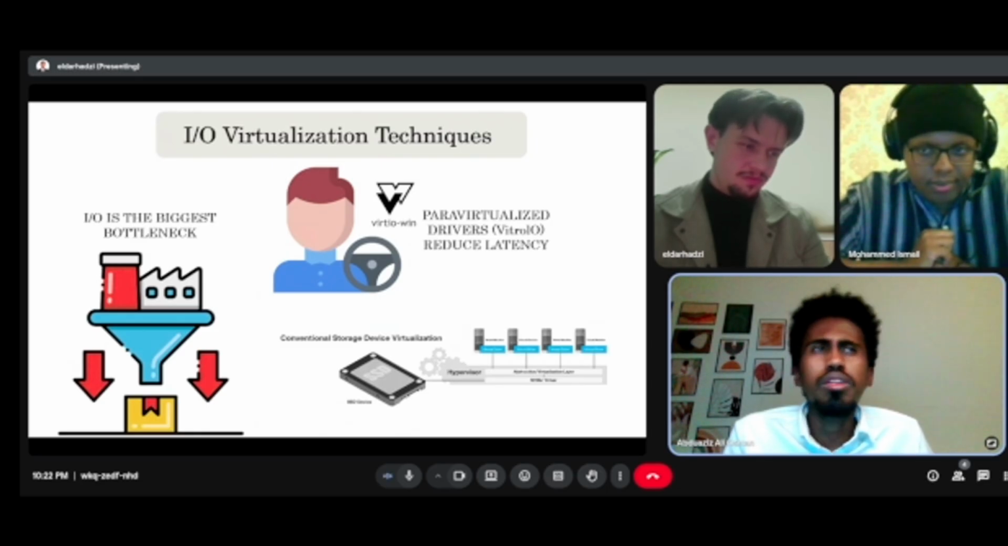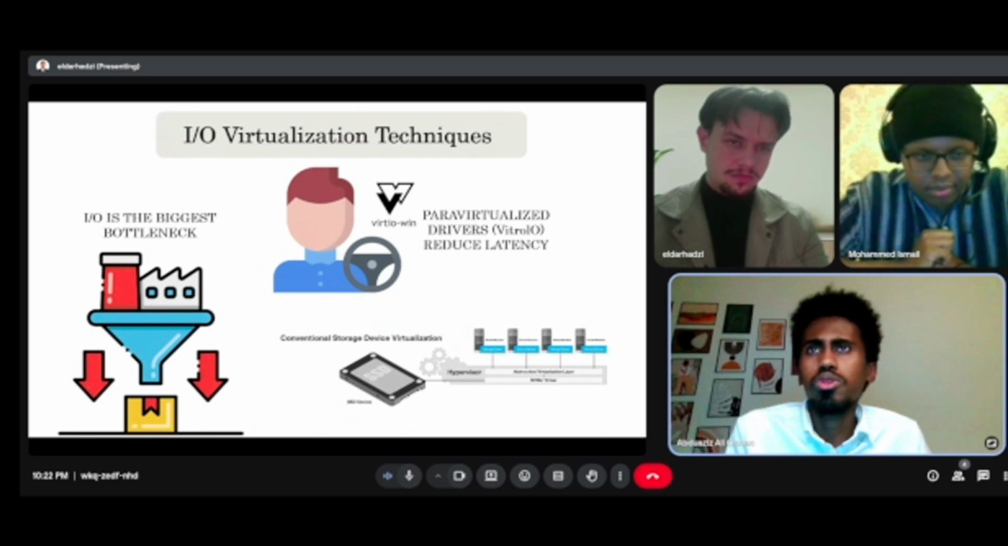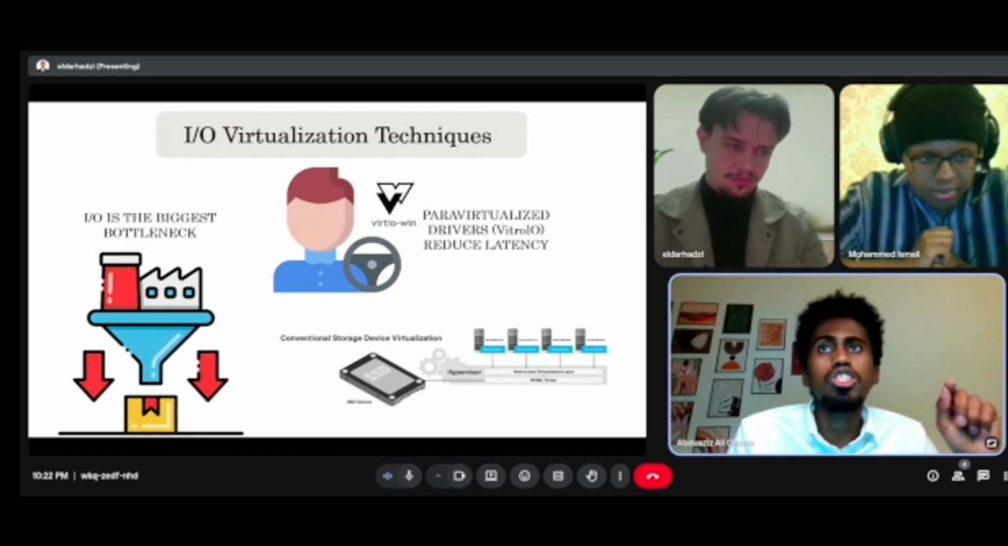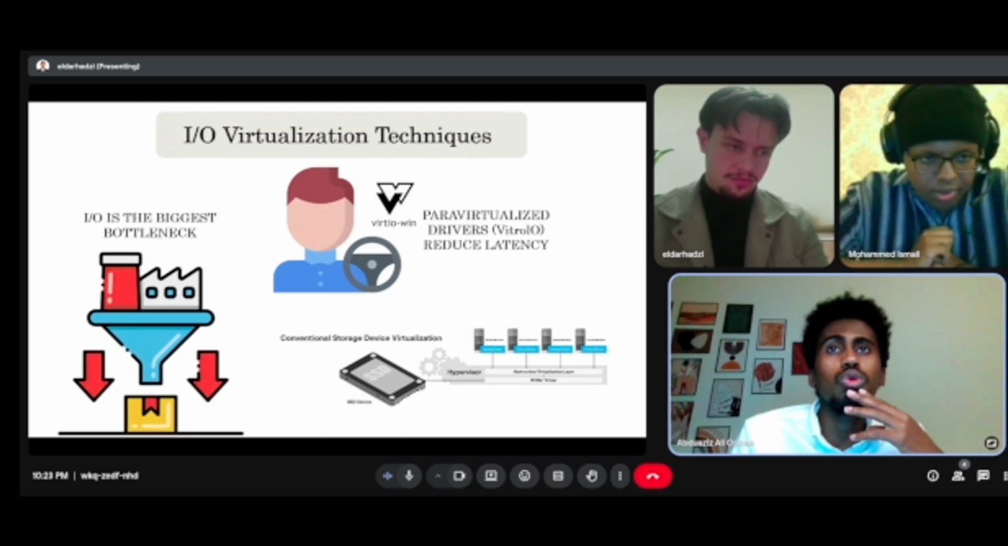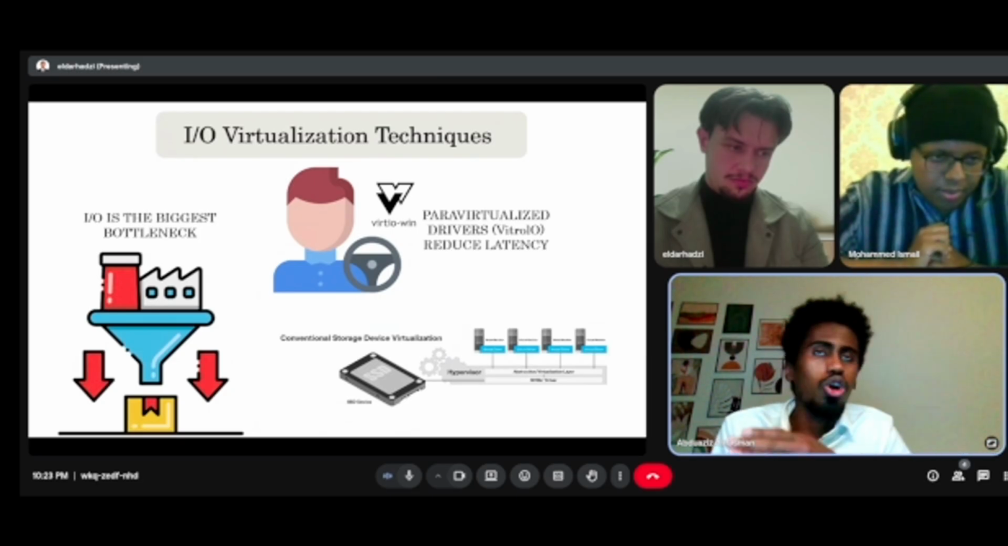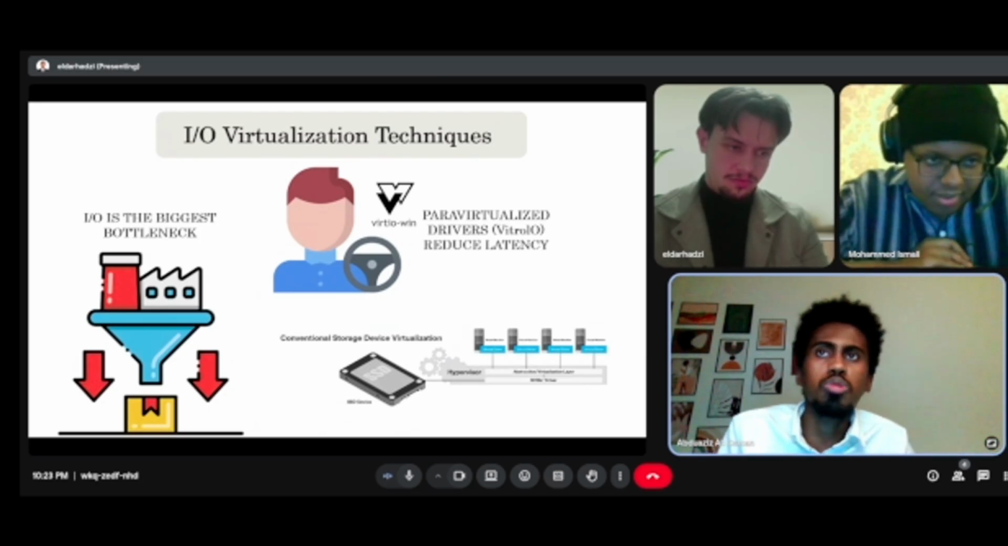Okay, and in this slide, I/O virtualization techniques, input-output virtualization techniques, it shows that things like disk and network access are usually the slowest part of virtualization. To make it faster, we use special drivers like VirtIO. These drivers allow the virtual machine to communicate with the hardware in a more direct and efficient way. Because of that, the VM doesn't waste time going through slow emulation all the time, and the input-output operations become much faster.